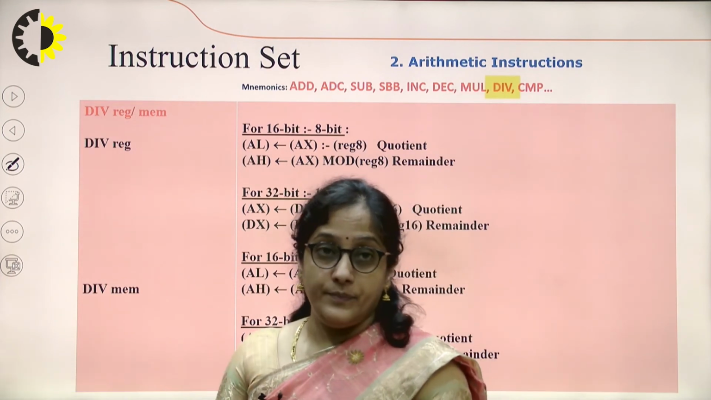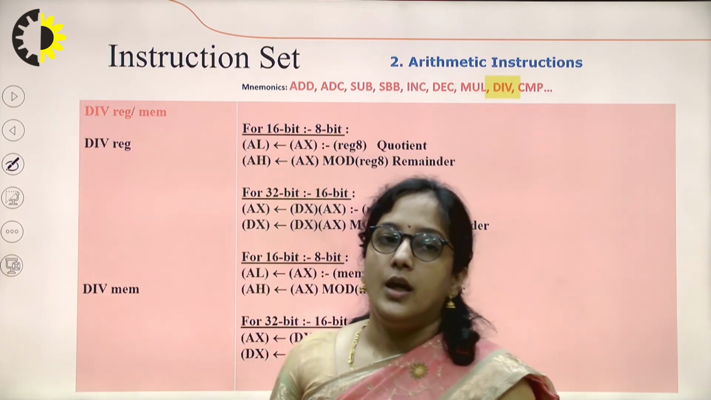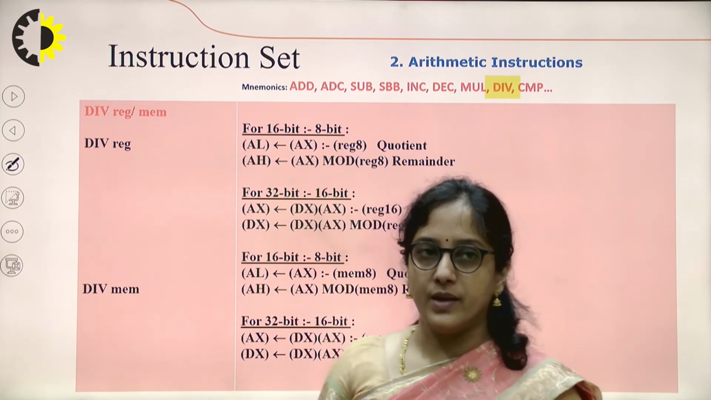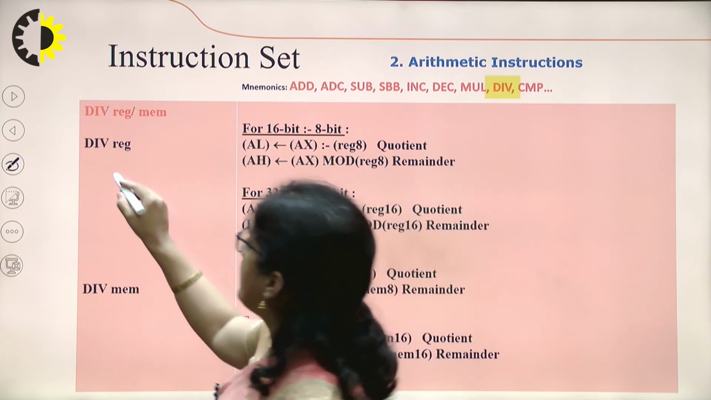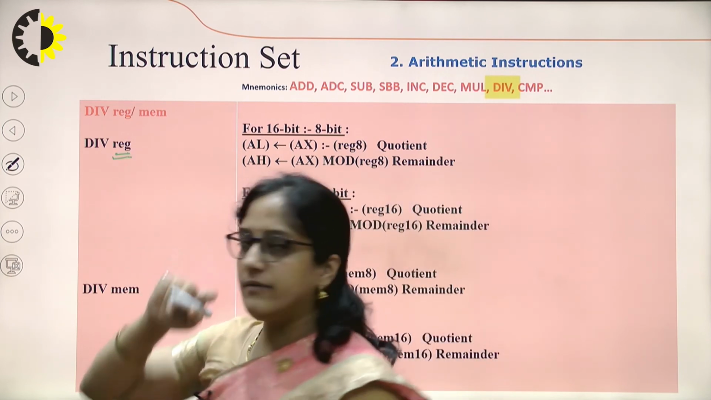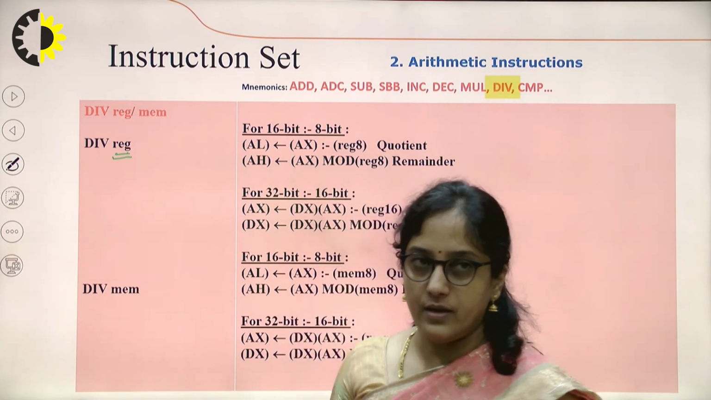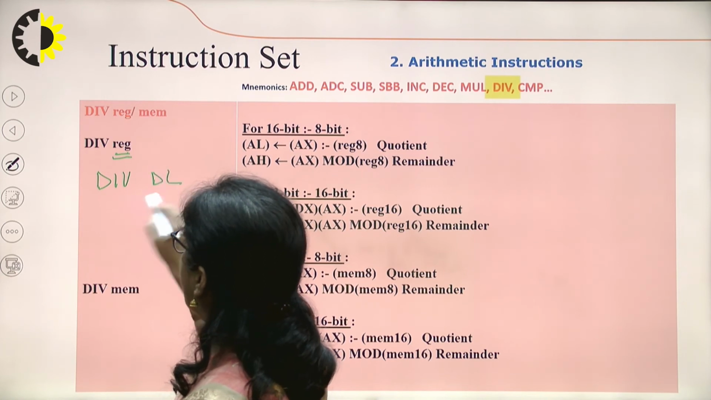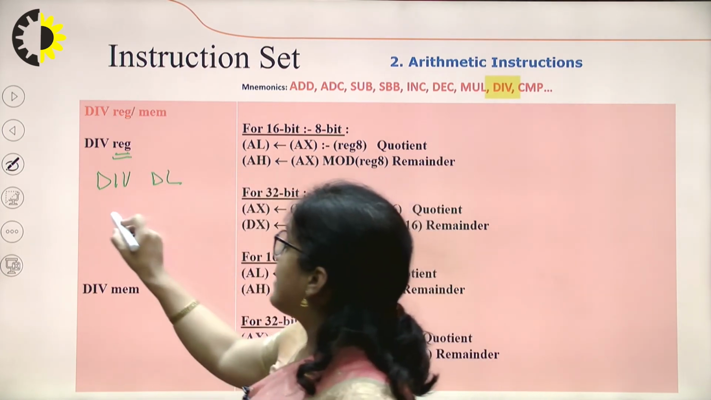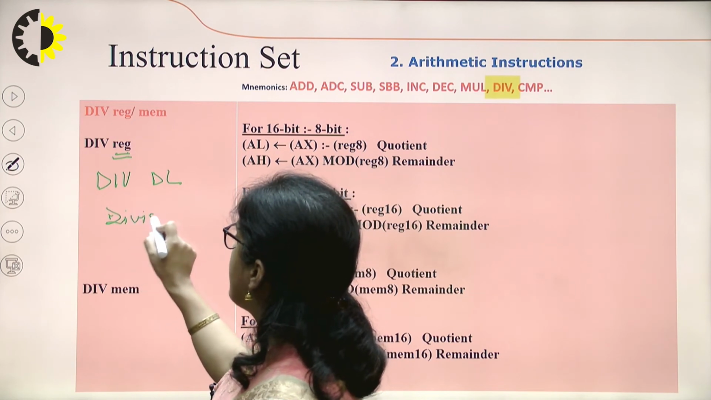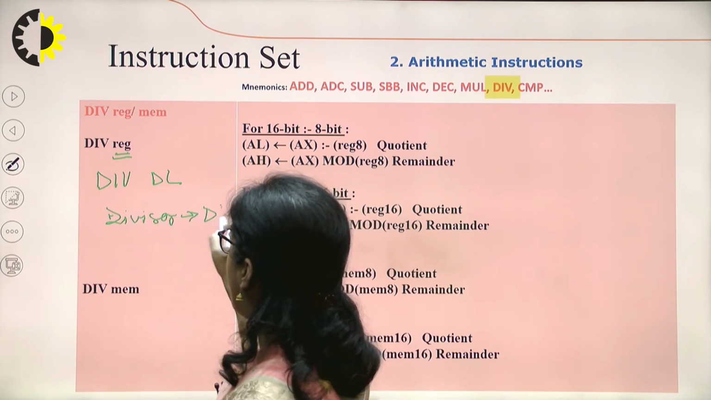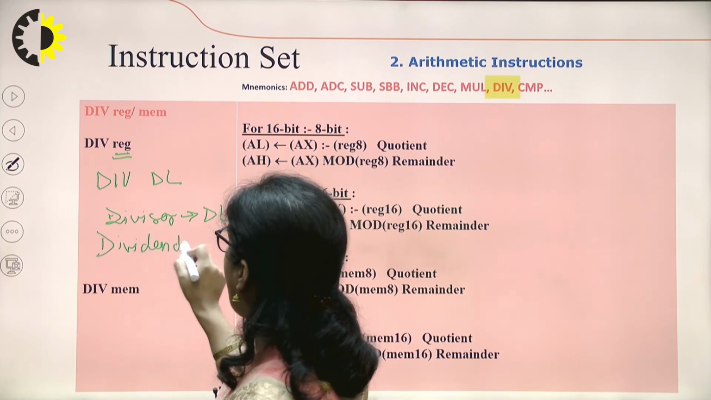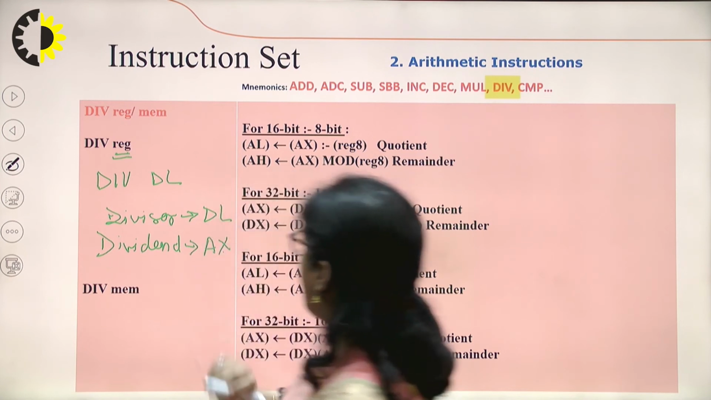Next is division. In case of division, we need a dividend and a divisor. In division with a register, we always define the divisor. Okay, so DIV DL, suppose I am using it like this. So my divisor is stored in DL, and the dividend will be in the accumulator only, AX by default.